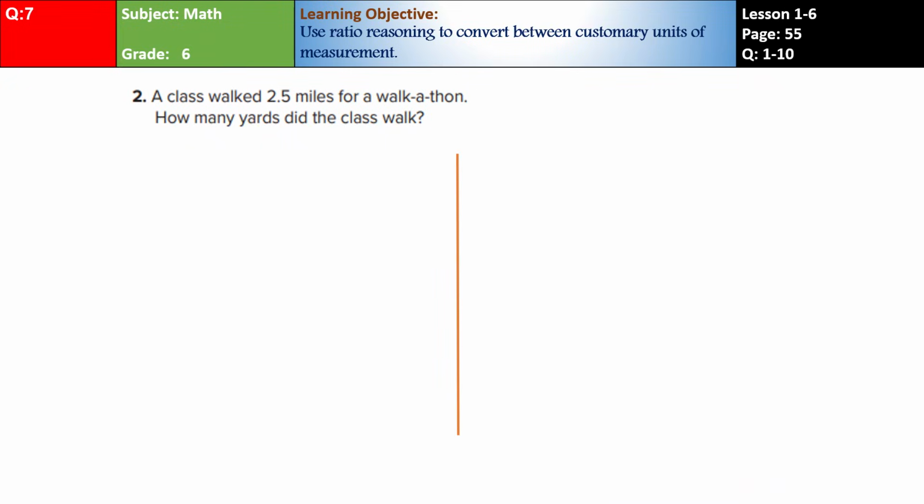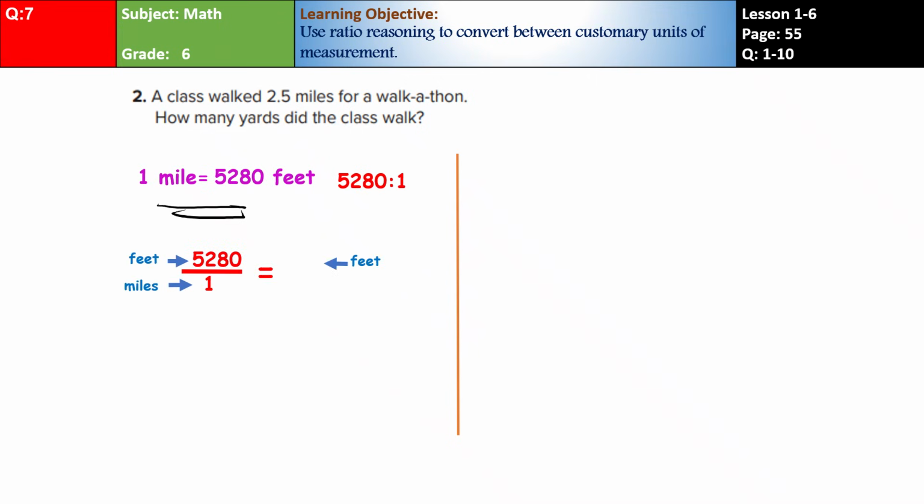A class walked 2.5 miles for a walkathon. How many yards did the class walk? So first we will see that 1 mile is 5,280 feet. Using this, we will write it as the ratio 5280 over 1. Then it will become 2.5. 1 will become 2.5 miles.